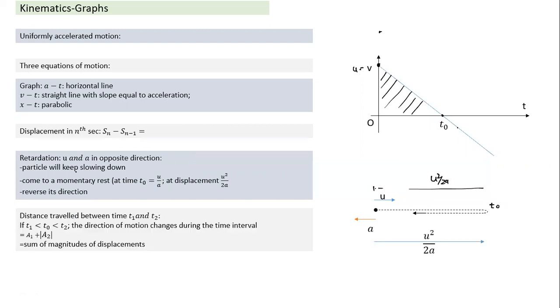Distance traveled between time periods. Sometimes suppose we have to calculate the distance traveled, not the displacement. What important point do we have to keep in mind when we use the equations with the S term? In these 3 equations, u, v, a and the S term are all vector quantities. My equation gives me displacement. It doesn't give you distance traveled.